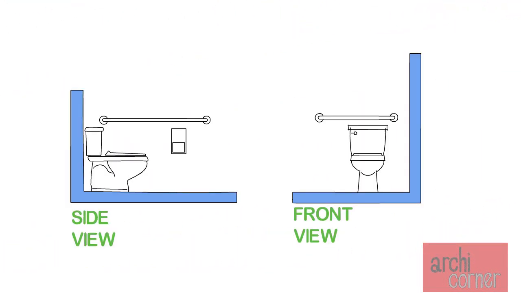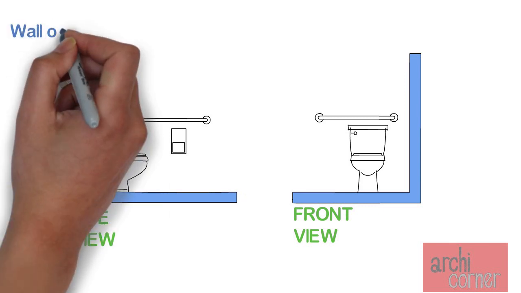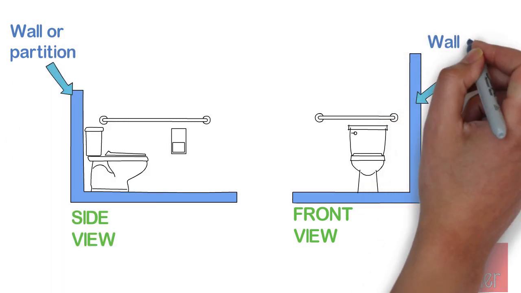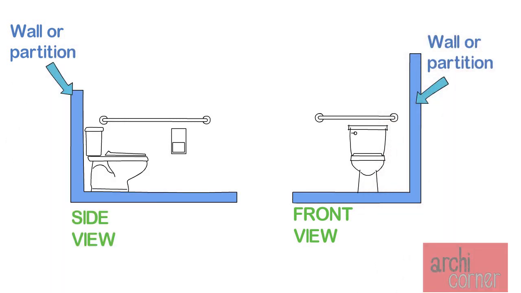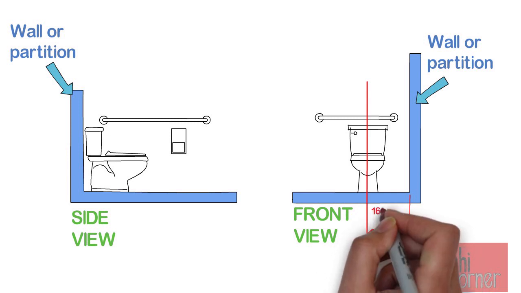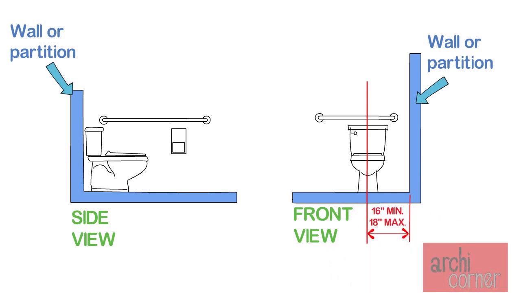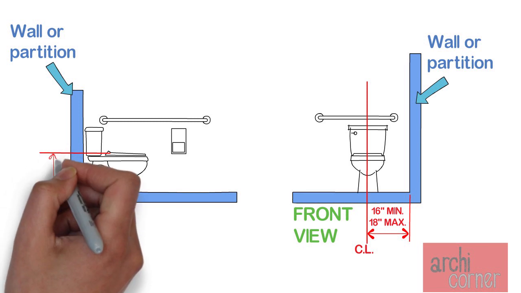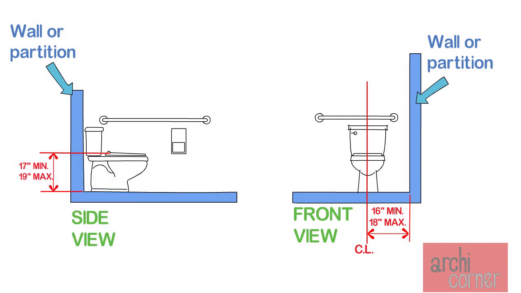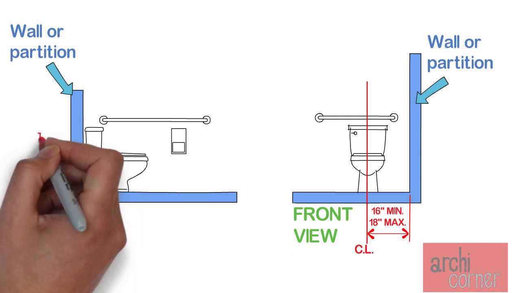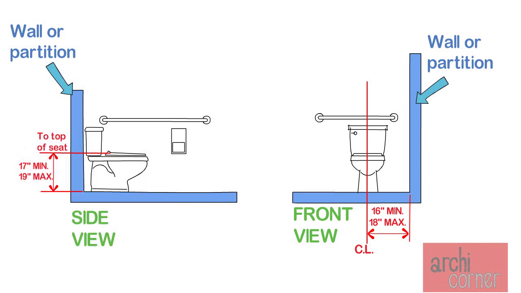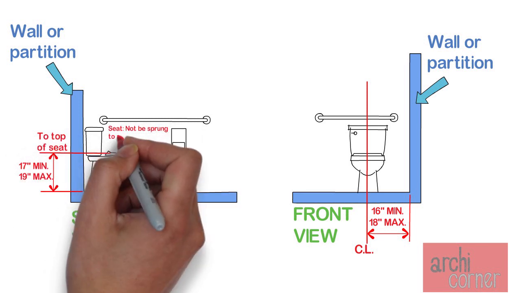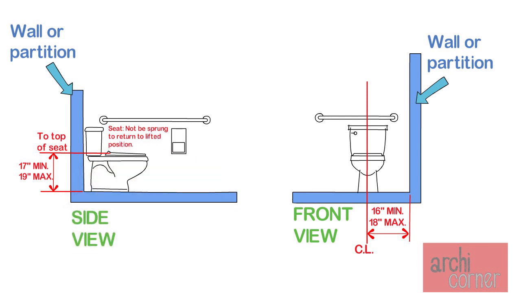Let's move on to the requirements for water closets in the accessible stall. As you see here, there must be a wall or partition on the back and on the side. The water closet must be between 16 inches and 18 inches from the side wall or partition measured to the center line of the water closet. Water closet seats shall be between 17 inches minimum and 19 inches maximum above the finished floor measured to the top of the seat. The seat should not be sprung to return to the lifted position.